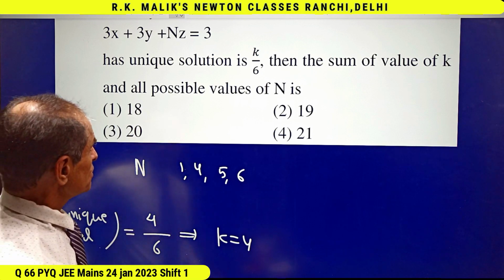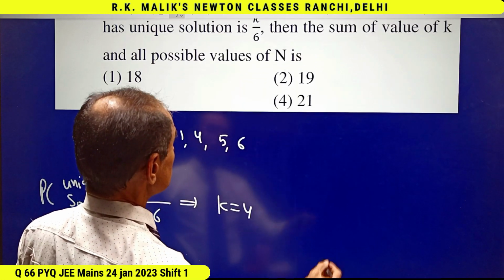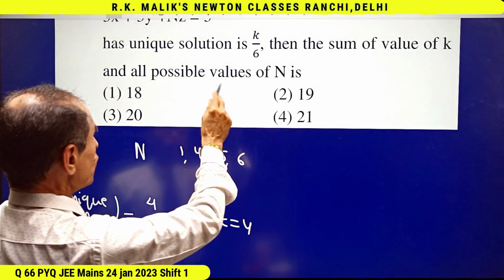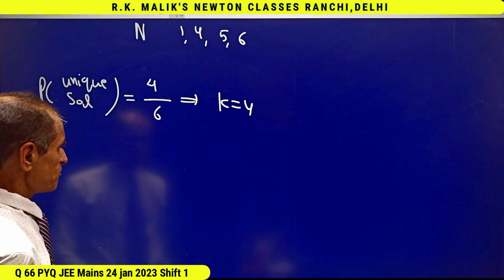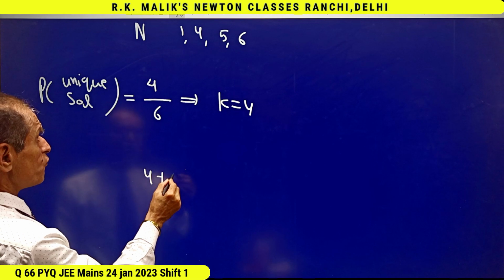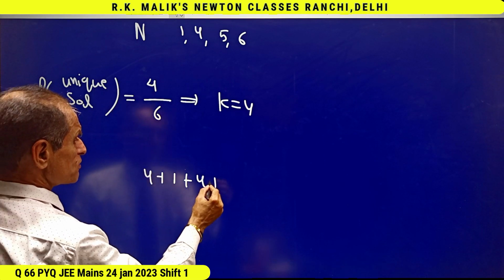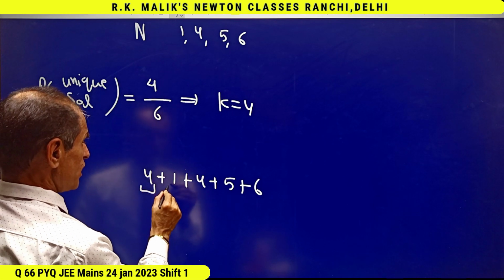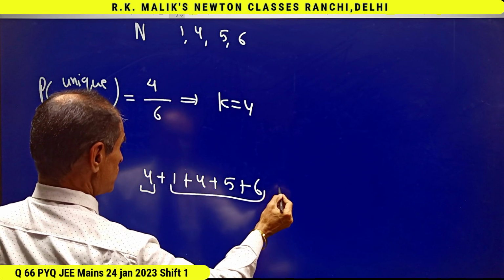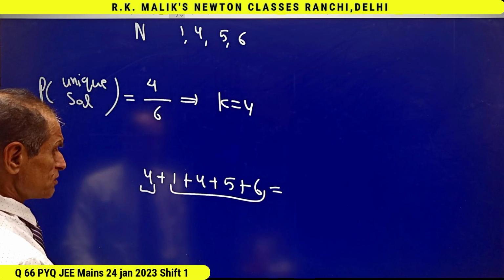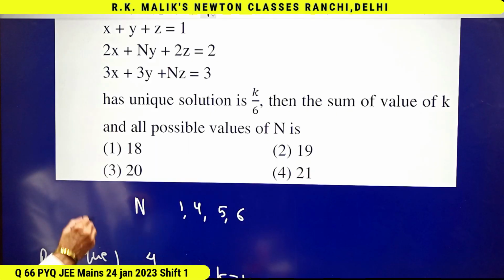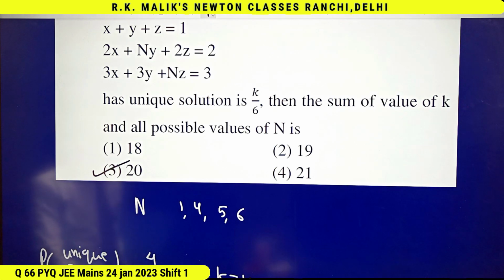Hence, the sum of the value of k and all possible values of n becomes 4 plus 1 plus 4 plus 5 plus 6. This is the value of k and these are the values of n, and the sum becomes 20. Hence, I can say the third choice is the correct choice.